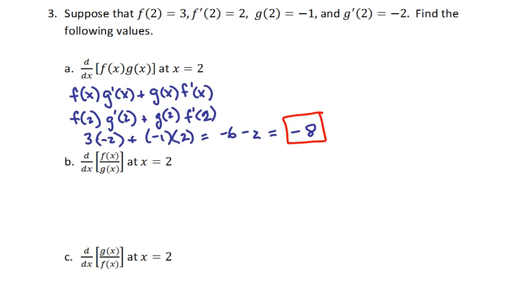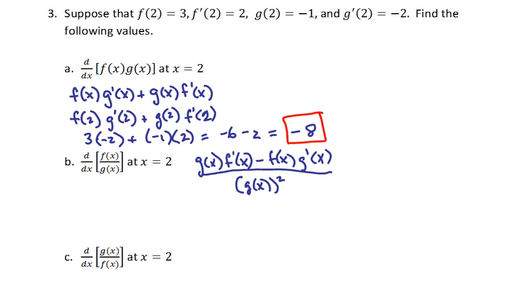The second one, this is a quotient rule, so we're going to have low d high minus high d low over low squared. And so we get g of x, which is low, times f prime of x, which is the derivative of the numerator, minus f of x, the numerator, times g prime of x, the derivative of the denominator, over the denominator squared. And we want to evaluate each of these at 2, and we're going to find the values above.